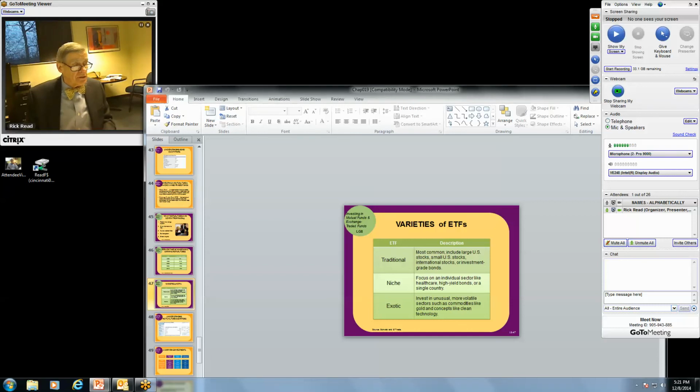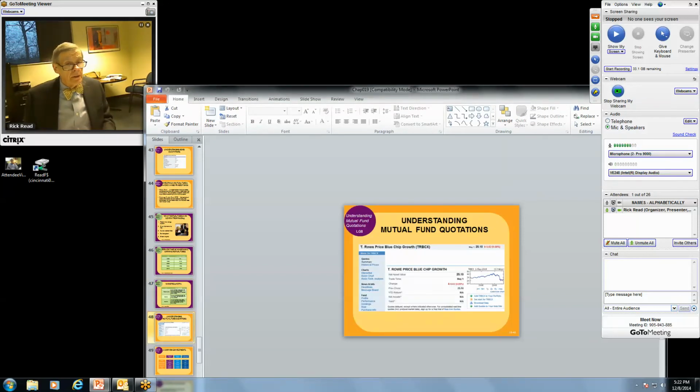Varieties of ETFs. This is the exchange-traded funds. I'm not going to spend a lot of time on this because it's very similar to mutual funds. And you can see a quotation for a mutual fund here. If you want to get into ETFs, talk to a financial advisor.